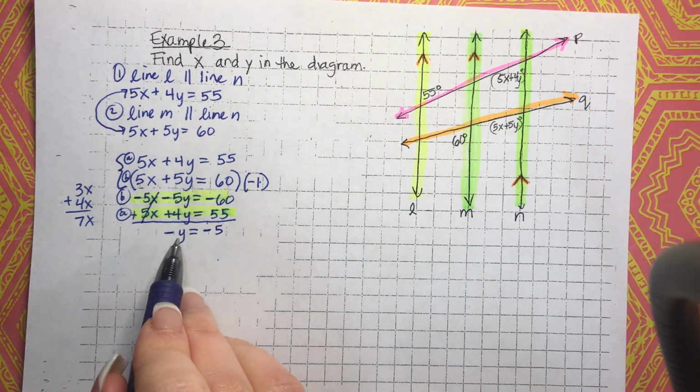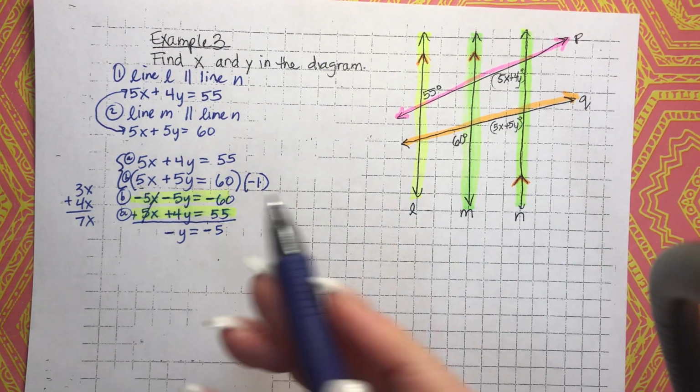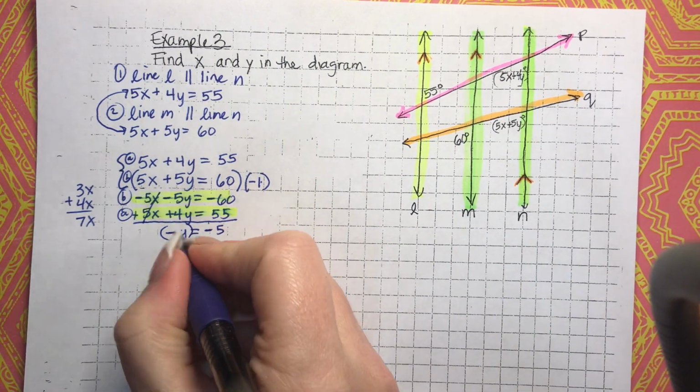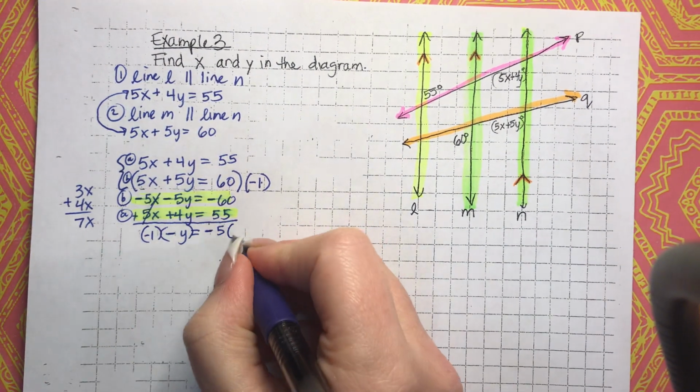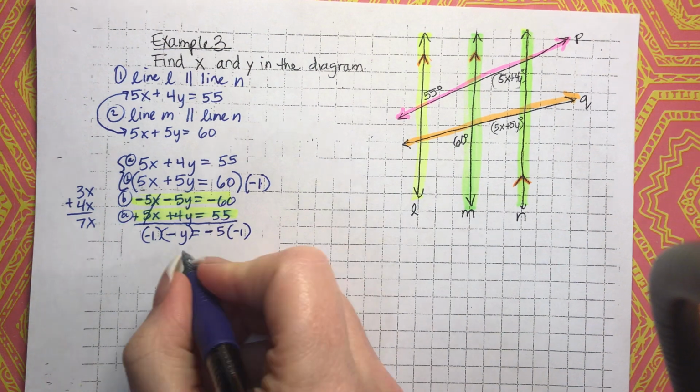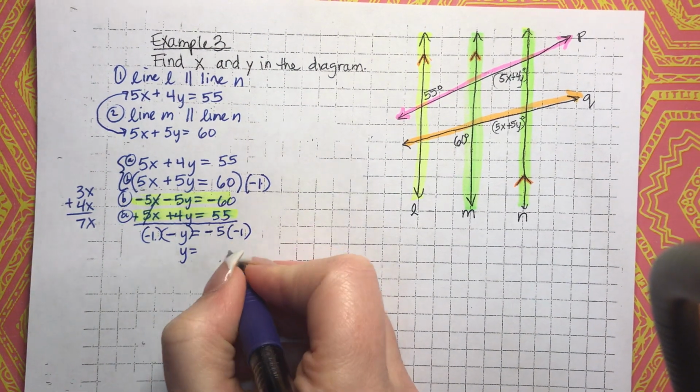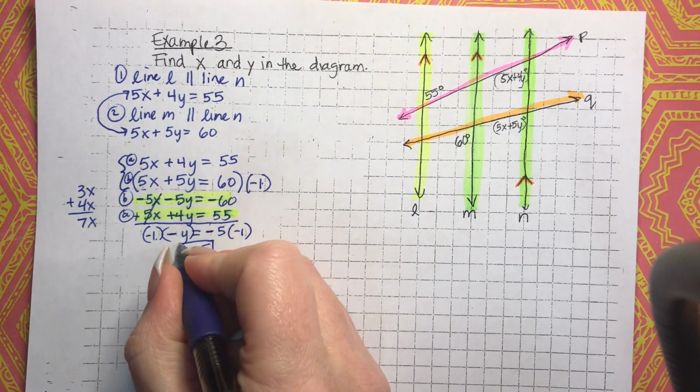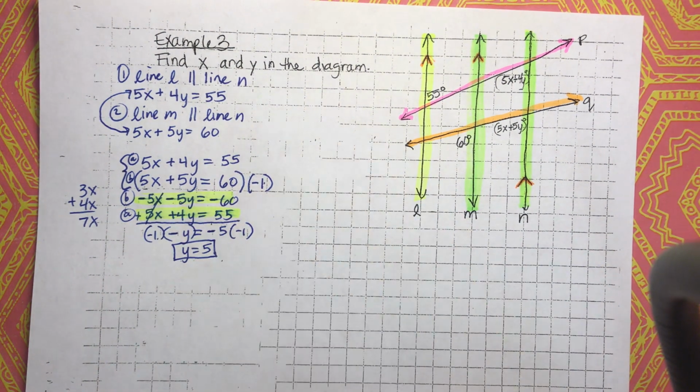All right, then we just need to figure out what y is. So it's negative, we've got to get rid of the negative. I'm just going to multiply both sides by -1. Negative times the negative is positive. I got y equals 5. Awesome. Now I need to figure out what x is.